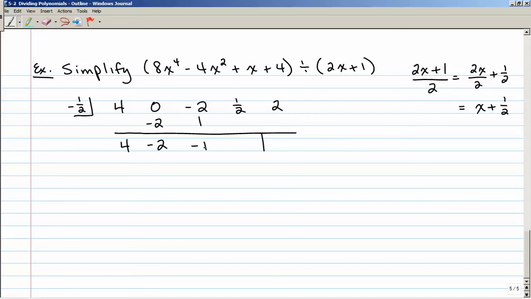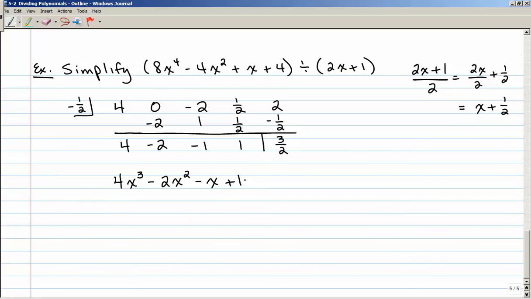Negative 1/2 times negative 1 gives me a positive 1/2. Adding those gives me a 1. And then negative 1/2 times 1 gives me a negative 1/2. And adding those gives me a positive 3/2. So, writing my final answer, my highest power here was x to the fourth. I was dividing by an x to the 1. So my answer will start with an x cubed. So that's going to be 4x cubed minus 2x squared minus x plus 1.